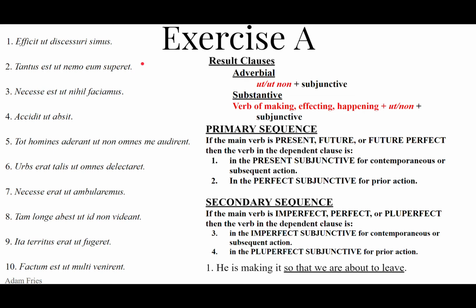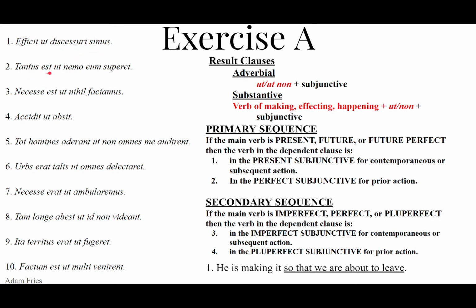Sententia secunda. Tantus est ut nemo eum superet. So number 1 was a substantive result clause, substantive in that it was a noun clause. What does he bring about? What thing? That we are about ready to go.